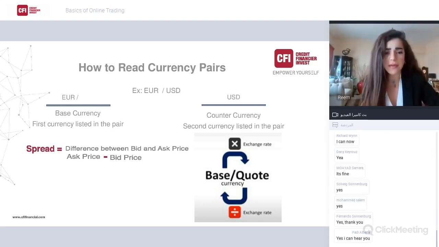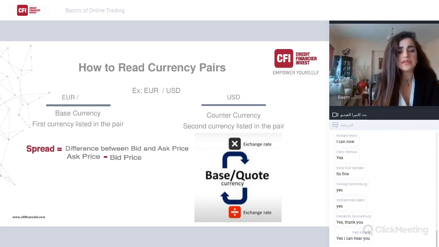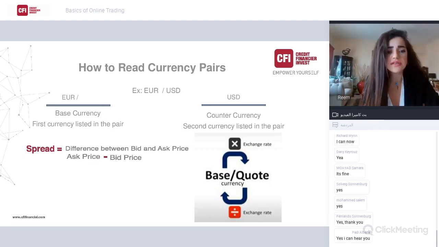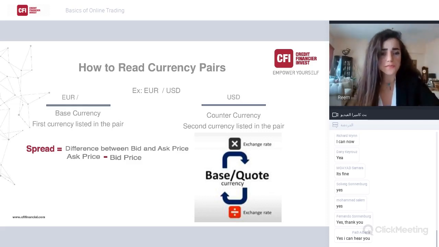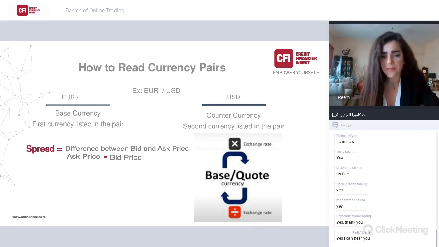So currencies work in pairs, as I have said. Let me grab a pen. As you can see, currencies work in pairs, for example the euro against the dollar. This is the example I'm going to use now. The euro, the currency located on the left, is called the base currency or the major currency, while the currency located on the right is the counter currency or quote currency. So the major, the base, and then the counter or the quote currency.